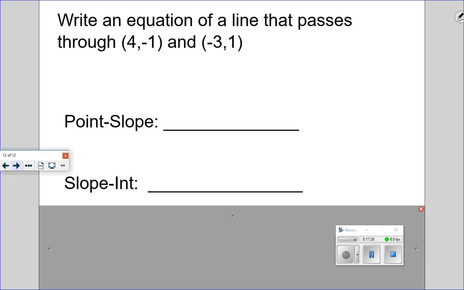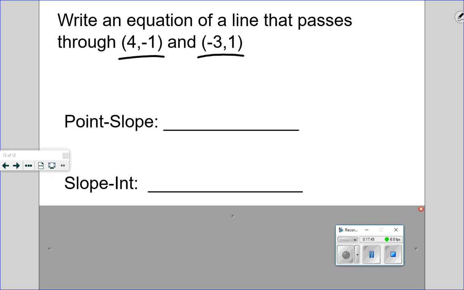Okay, one more example with 2 points. Pause the screen and try to write the point-slope and the slope-intercept form for a line passing through these 2 points on your own. Pause now, and I'll put the answers up in a sec.